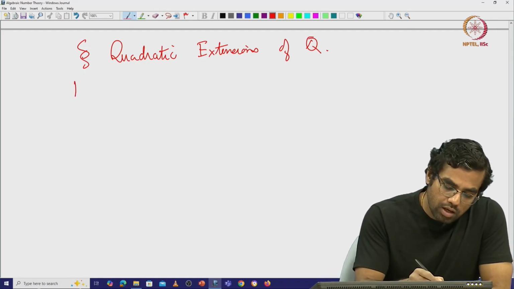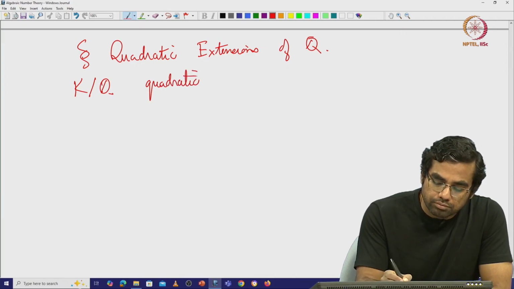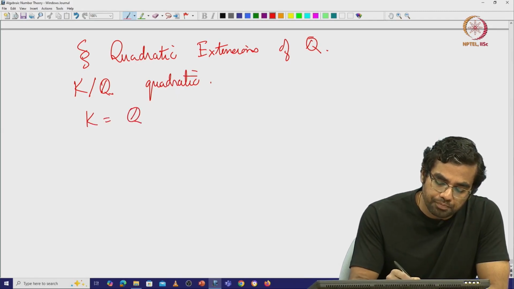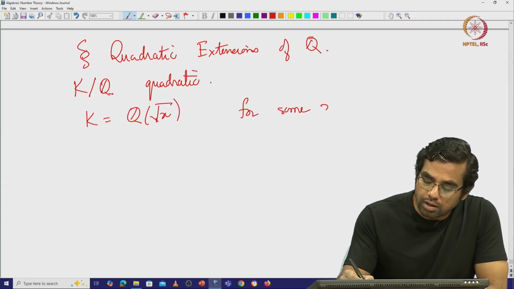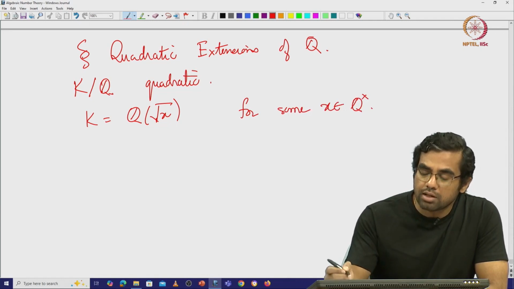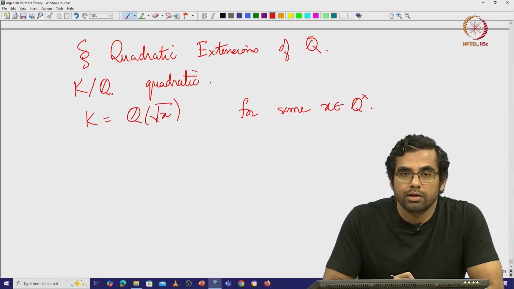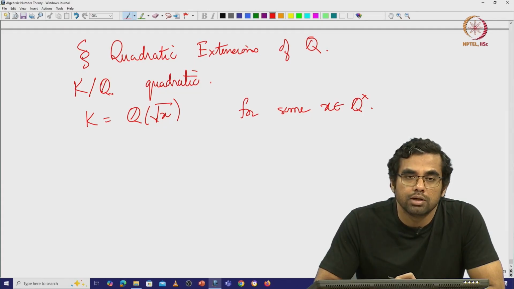So K over Q is a quadratic extension, and we know from Galois theory that K is of the form Q(square root of x) for some x a non-zero rational number, and it is not a square. Why do we know that? Well, K is obtained by adjoining a root of a quadratic polynomial, and we know how to write down roots of a quadratic polynomial.